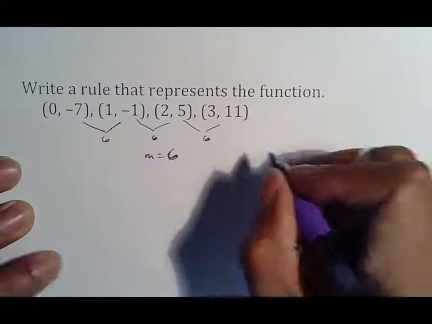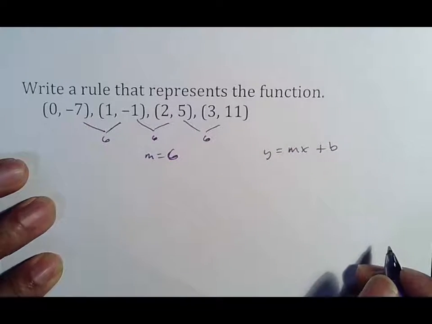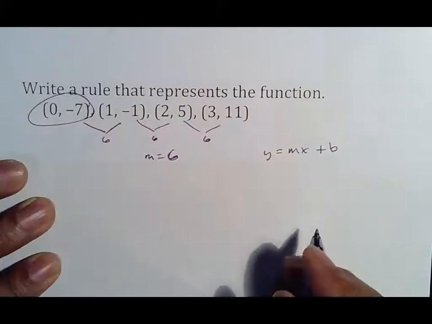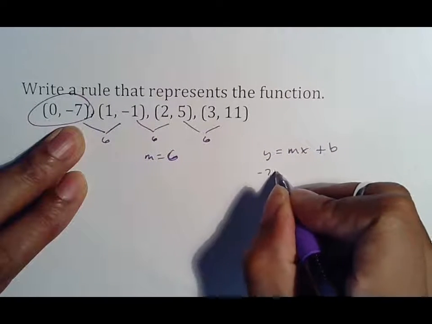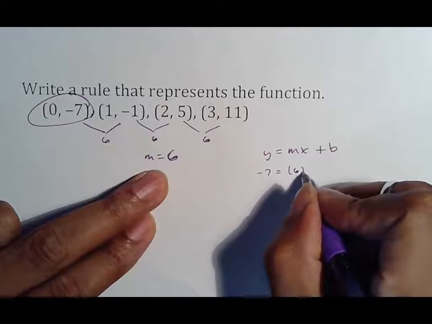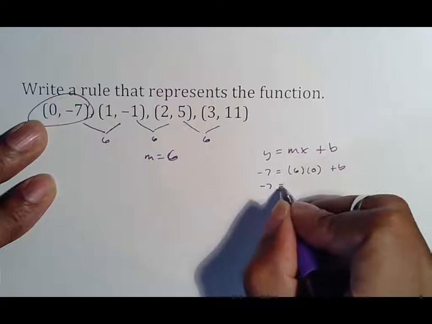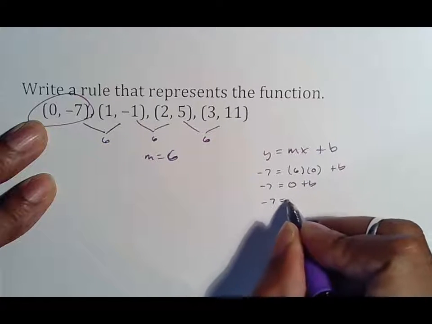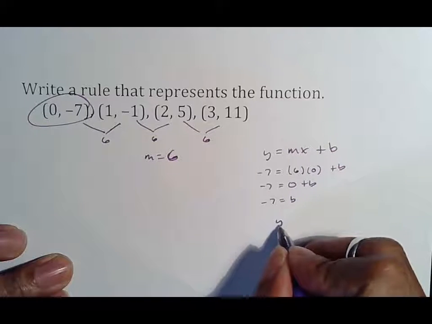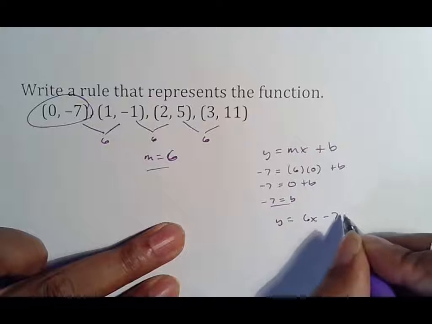Now, once I have my m, I set up my rule generator. I pick one point. Doesn't matter which point you pick, and I'll prove that by working on another one. But this, -7 is y, 6 is m, 0 is x, plus b. -7 equals 0 plus b, and anytime you have 0 plus b, it is just going to be b. So my answer here is y equals, remember you want these two numbers, 6x minus 7.